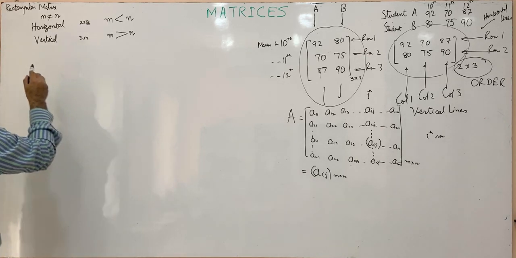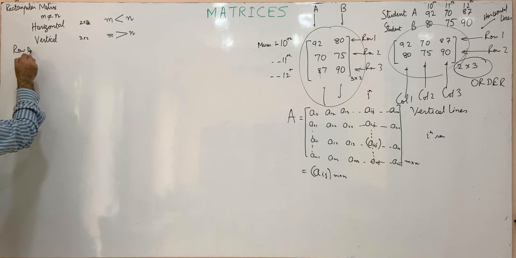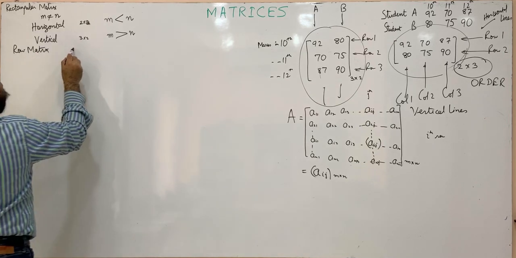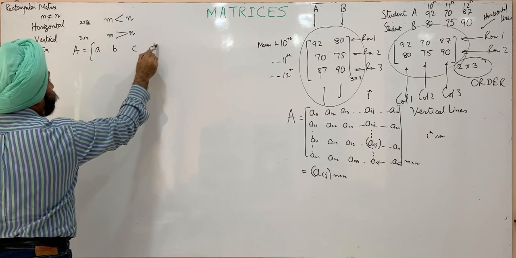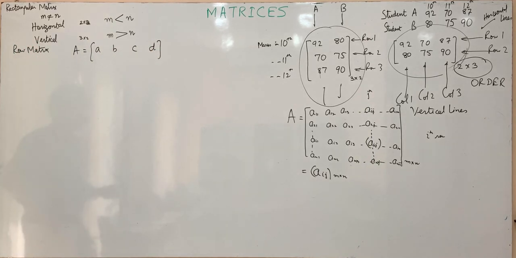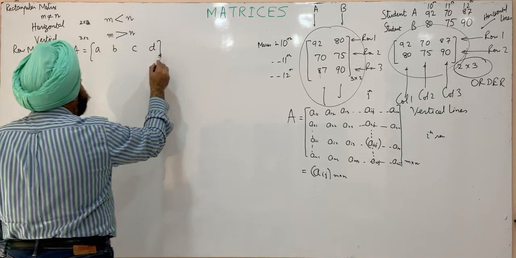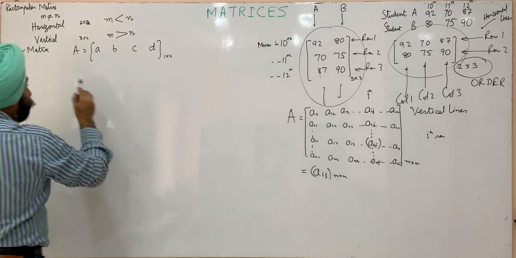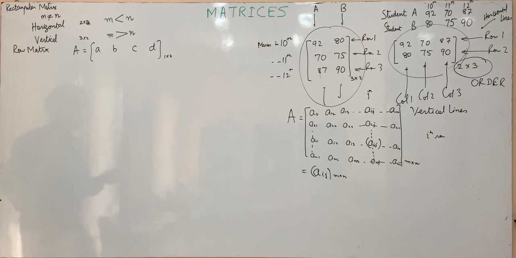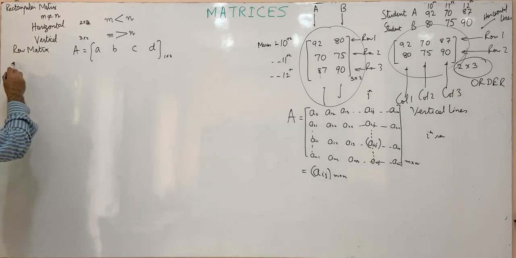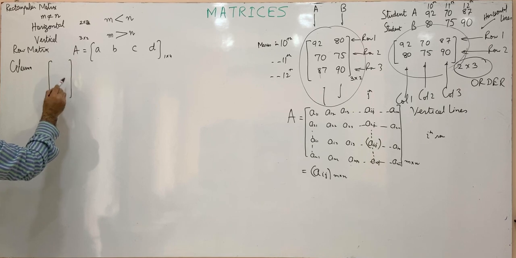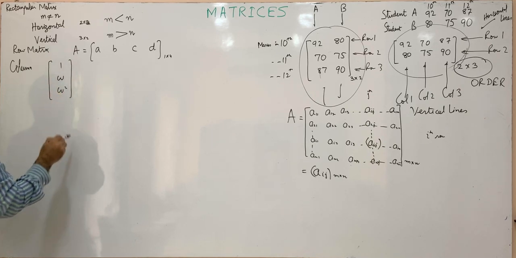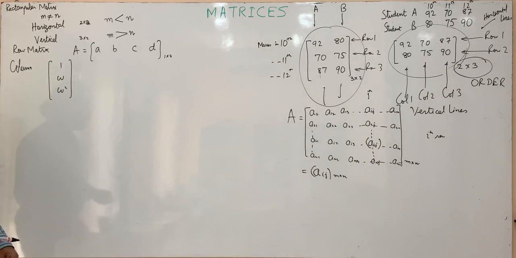Similarly, we can have a row matrix. If elements of a matrix are like this, let's say a, b, c and d. A single row of elements is a row matrix. This is order 1 by 4. 1 row and 4 columns. It looks like a row, therefore it's a row matrix. Similarly, a column matrix. If elements are like this, 1, omega, omega square, this is an example of a column matrix.